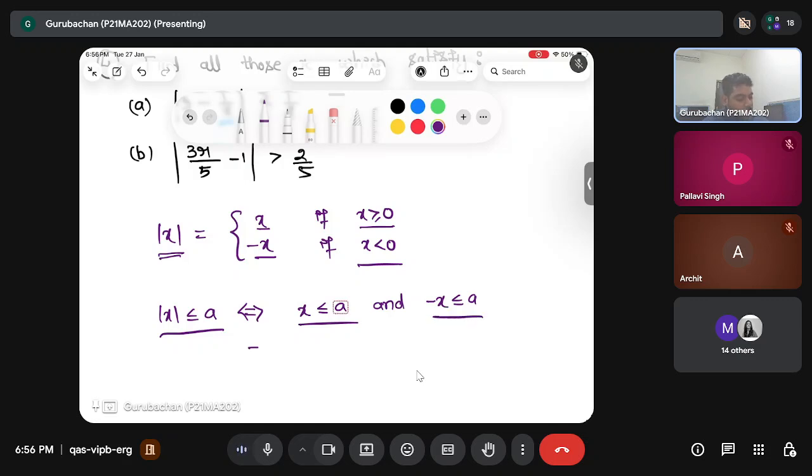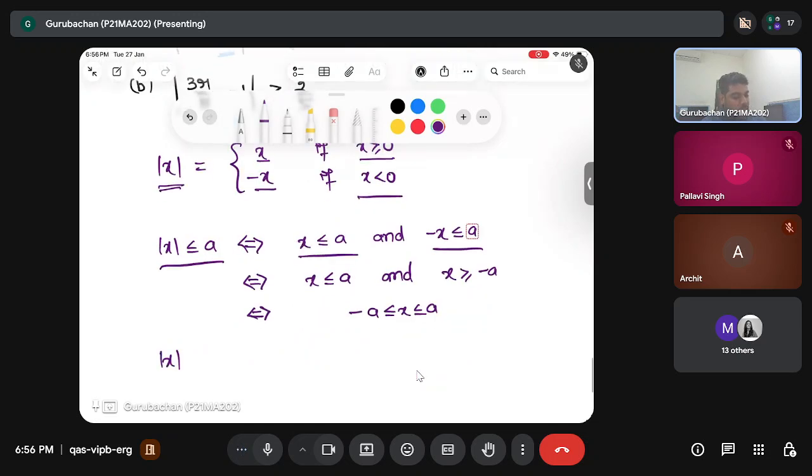And if you combine it, when you multiply both sides with a minus sign, the inequality will change, and on combining them you will get minus a less than or equal to x less than or equal to a.